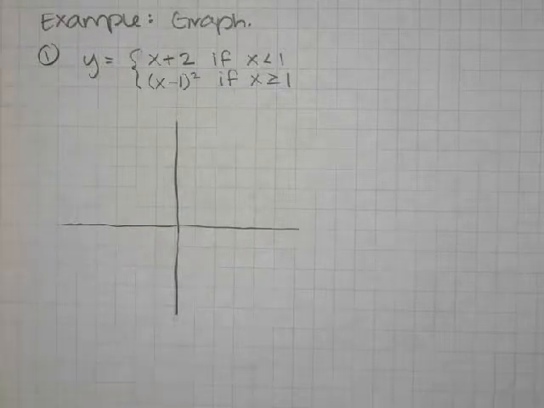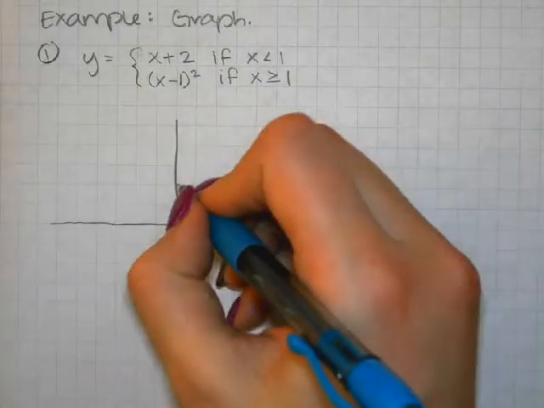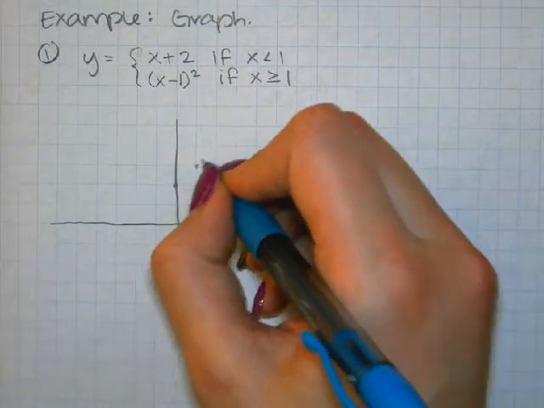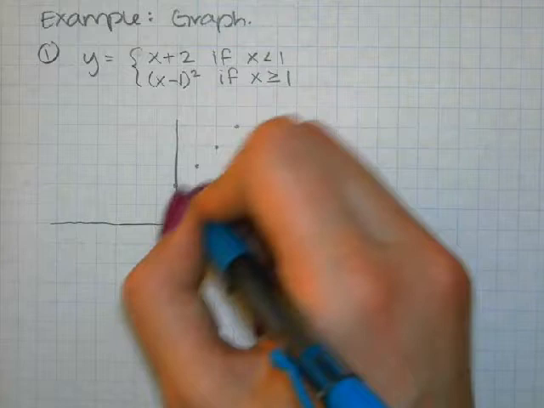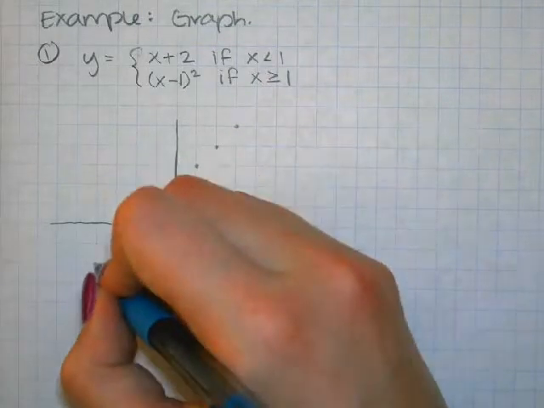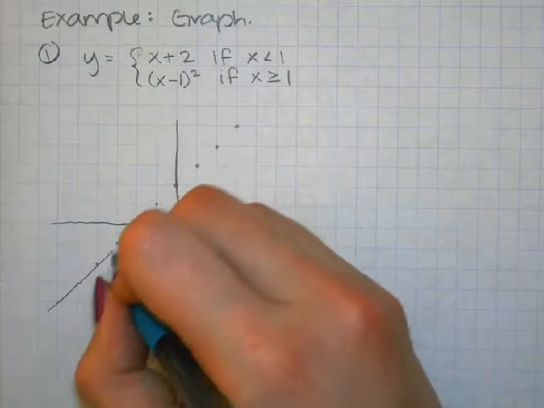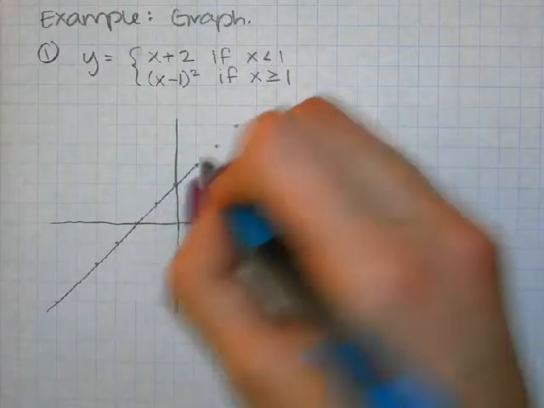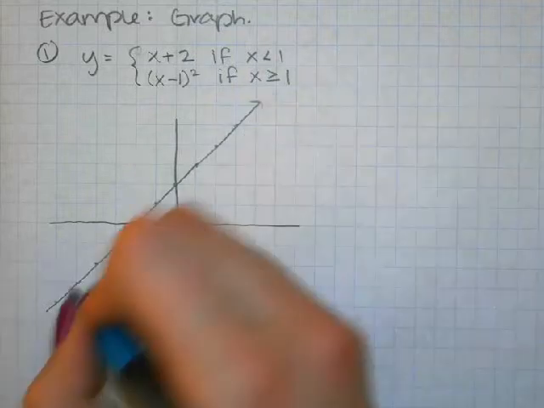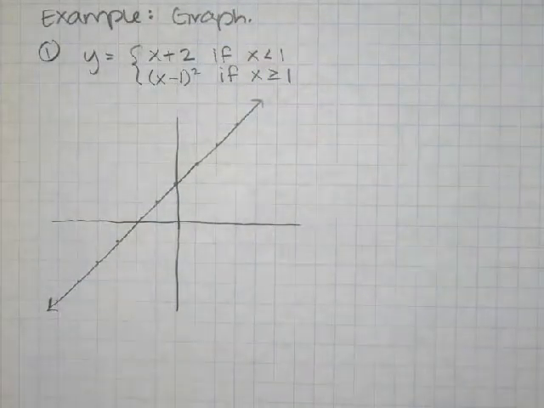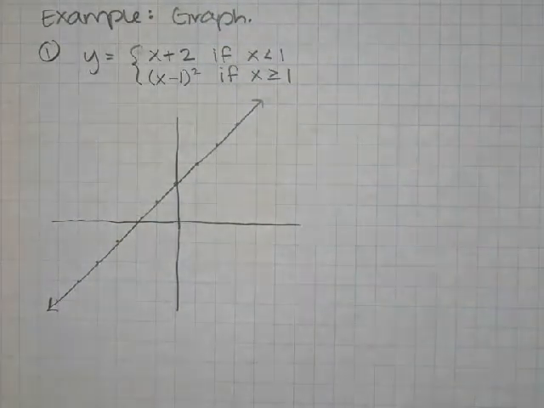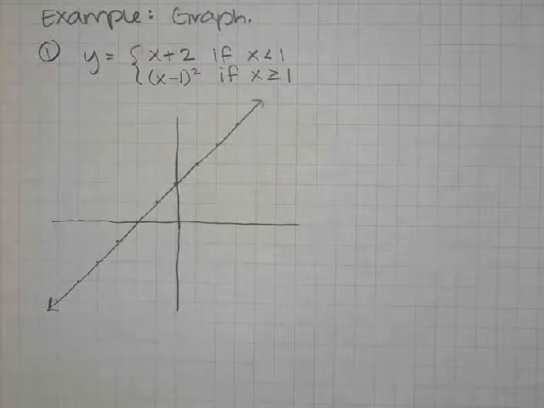So first we're going to graph the line x plus 2. How do we start graphing that? Start at 2. Up 1 over 1, up 1 over 1, up 1 over 1. And I'm doing this part light because I know that I'm about to erase half of it. The line can only show up on half the graph.